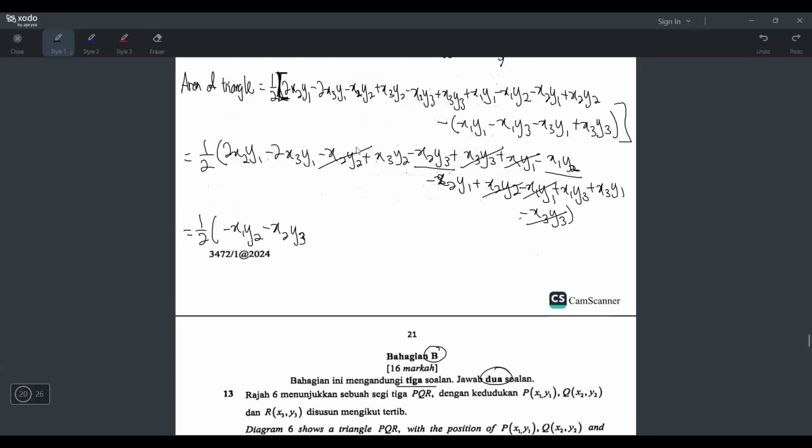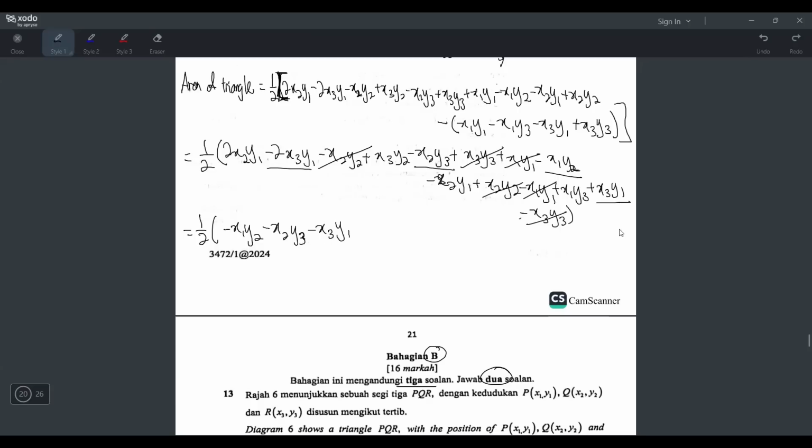So x3, y1, where is it? Okay, here have, and here also have. Right? Here also have. This one also x3, y1, this is x3, y1, right? But this one is negative 2 x3, y1, this one is positive 1. So you can take negative 2 plus 1, which is negative 1. So you end up with negative x3, y1. I repeat one more time. Negative 2 x3, y1 plus x3, y1 will give you negative x3, y1. Because negative 2 plus 1, so negative 1.